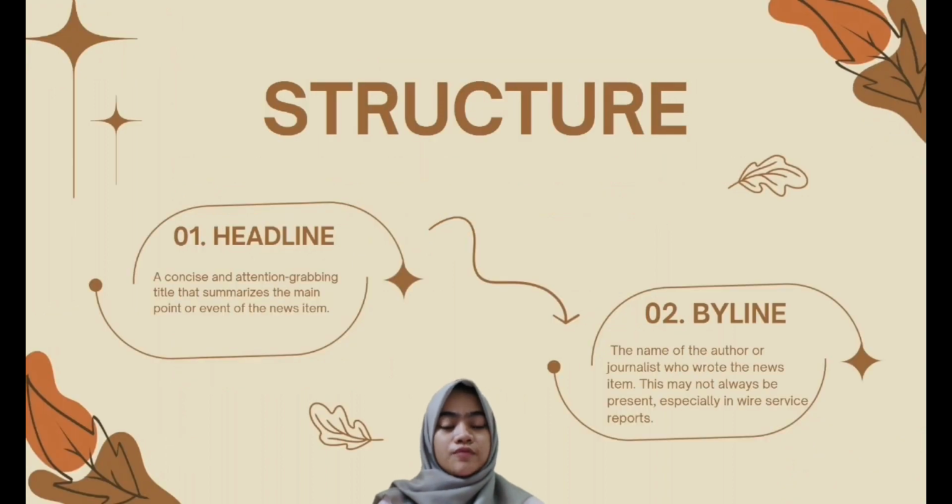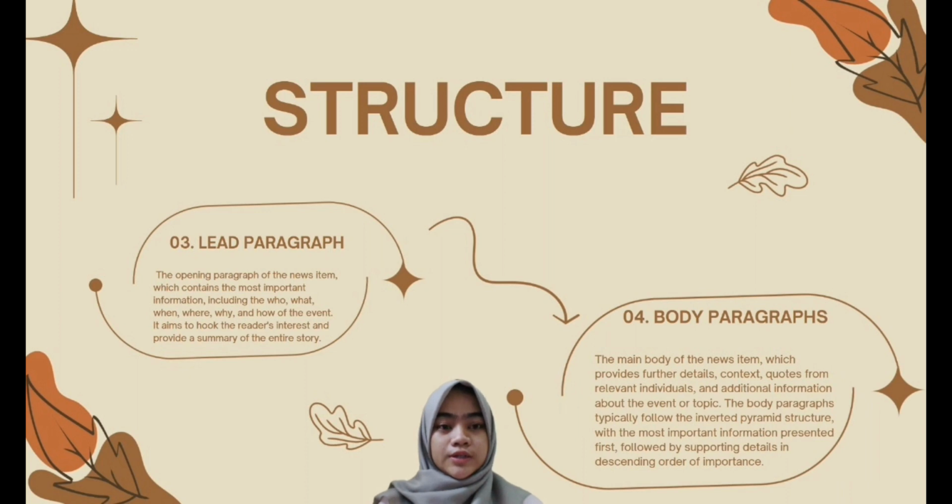The structures of the news item. First, the headline. The headline summarizes the main point of the event or the news item. Second is the byline, which is the name of the author or journalist who wrote the news item. Third, the lead paragraph includes the most important information, including who, what, where, when, why, and how of an event, and aims to catch the reader's interest and provide a summary of the entire story.